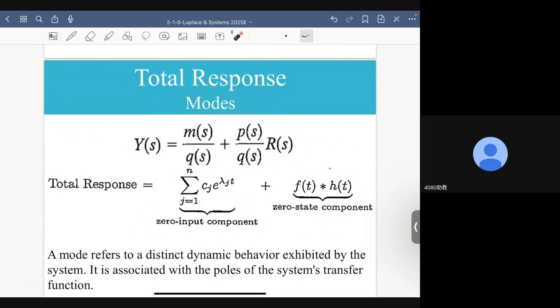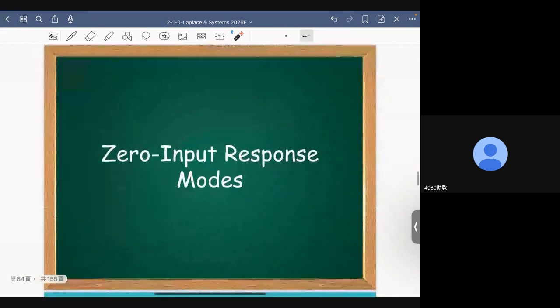Now, what is a mode? A mode refers to the distinct dynamic behavior exhibited by the system. And for an nth order system, it actually possesses n different types of distinct dynamic behaviors. And the zero input response is the linear combination of those n distinct dynamic behaviors, okay? It seems very abstract. So let me give you real world examples.